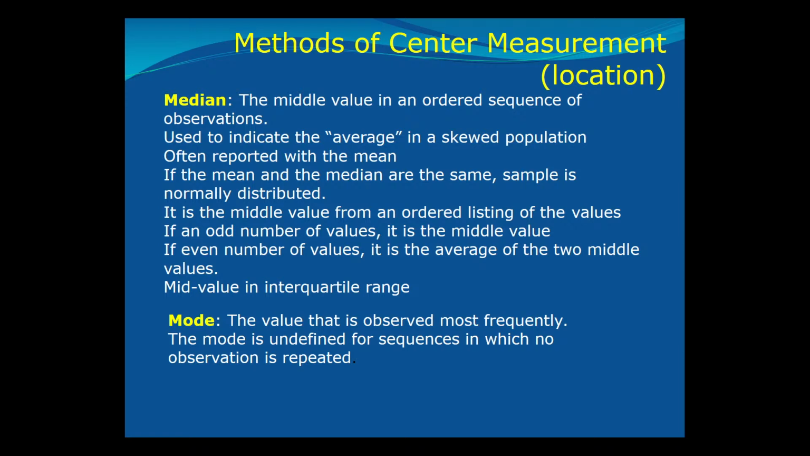And the third central tendency value is the mode. Mode is the value that is observed most frequently. The mode is undefined for sequences in which no observation is repeated.